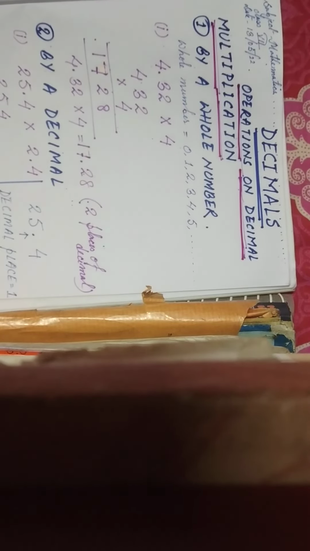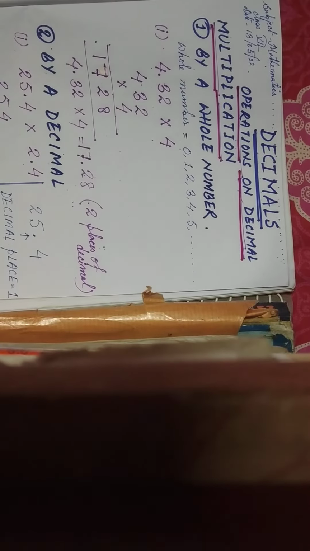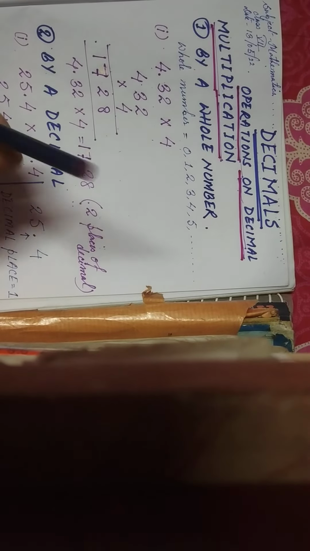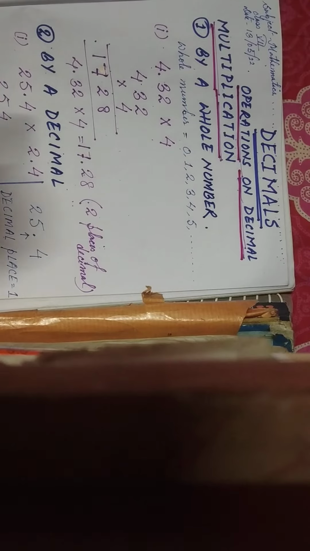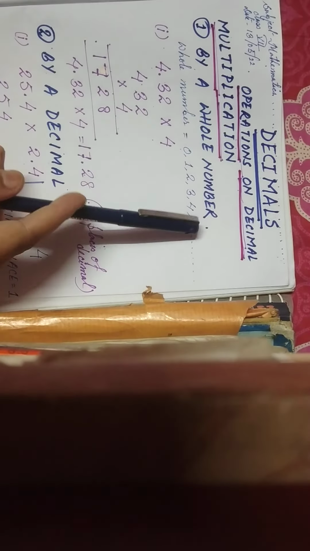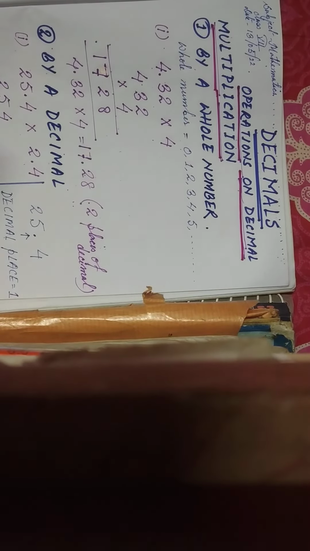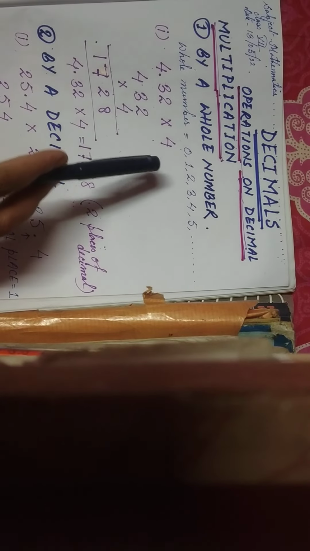Today, what we are going to do is multiplication of decimals. We will do it in two ways. The first one is by a whole number, and the second one is by a decimal. In the first case, we will multiply the decimal by a whole number.